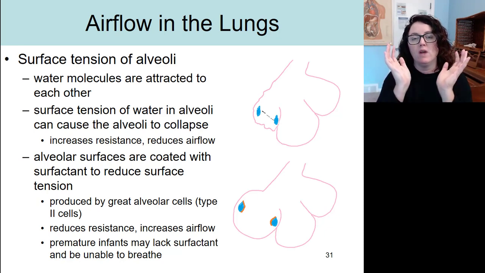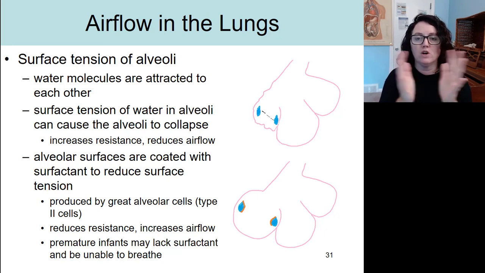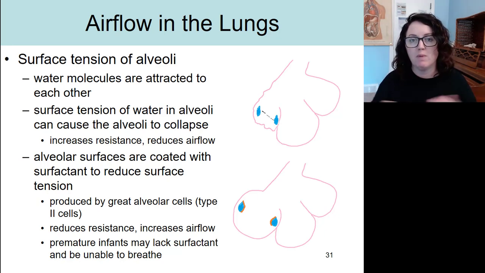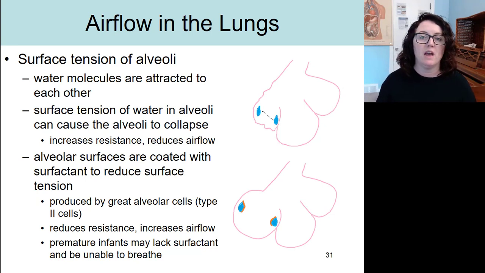So when we exhale and the walls of the alveolus come closer together, the water isn't going to attract to each other because it's covered by this surfactant. The surfactant is produced by the great alveolar cells, or type 2 cells, in the alveolus. And as I mentioned, this surfactant will reduce resistance and increase airflow.